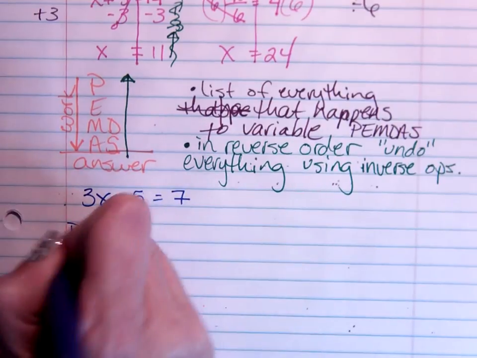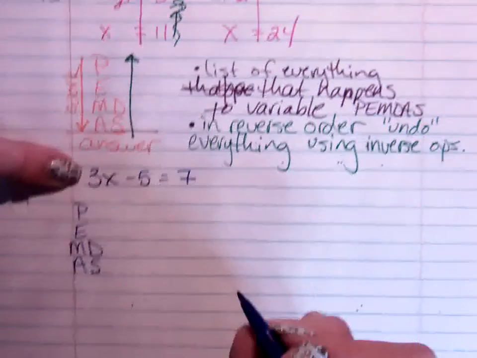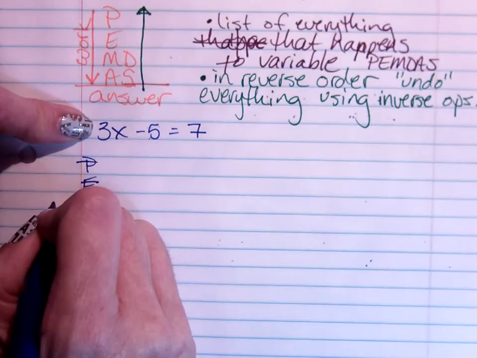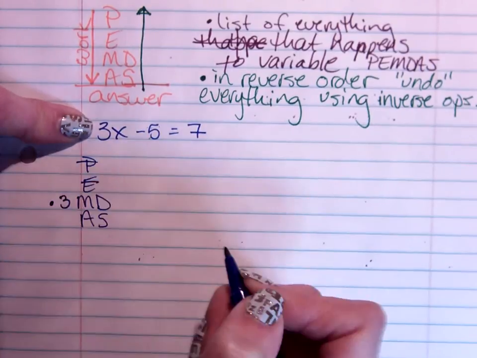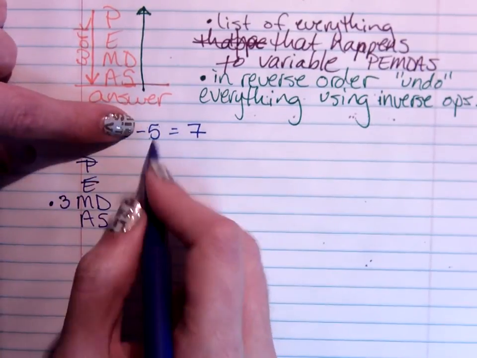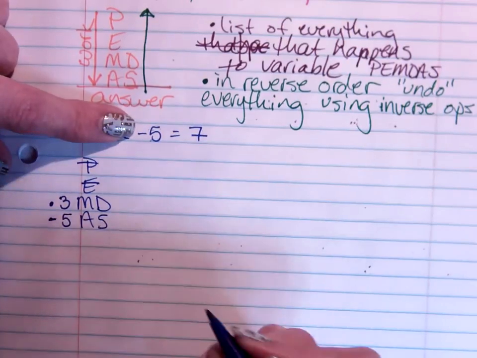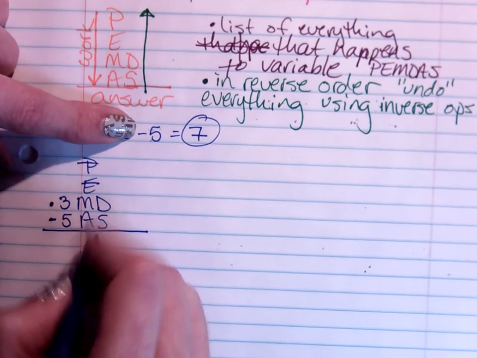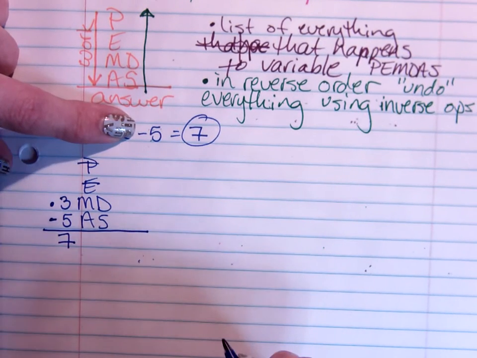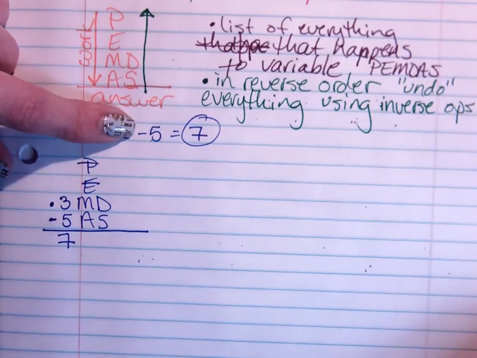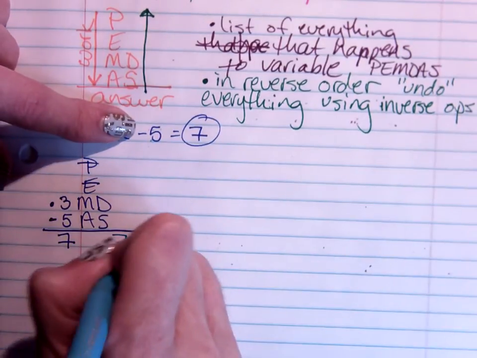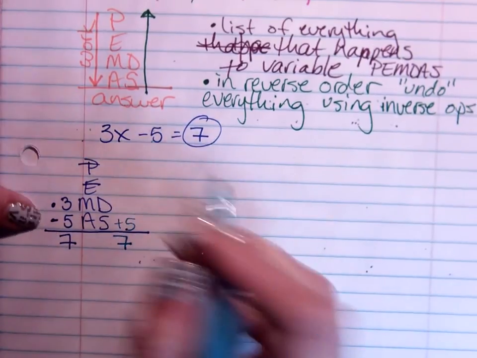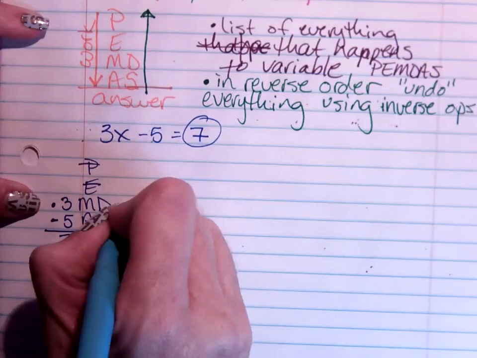So if I start at the top, there aren't any parentheses. There aren't any exponents. There is multiplication. I'm multiplying 3 times x. And then there's addition and subtraction. It's subtraction. We're subtracting 5. And when I do all of that, there's my answer right there of 7. So to work backwards, we're going to start at 7. Instead of subtracting 5, we're going to add 5. And then instead of multiplying by 3, we're going to divide by 3.